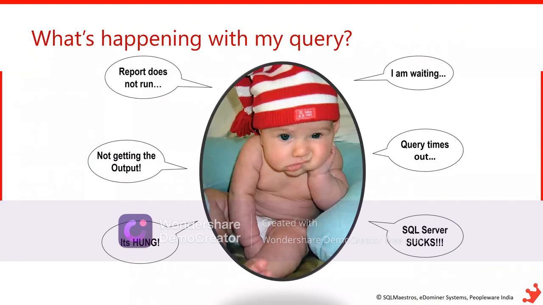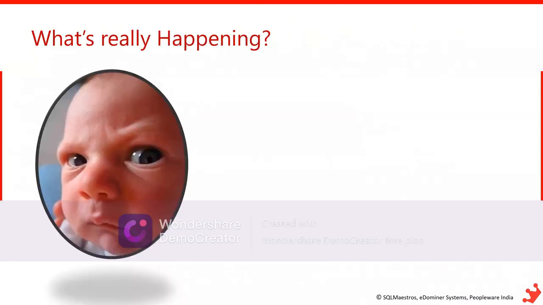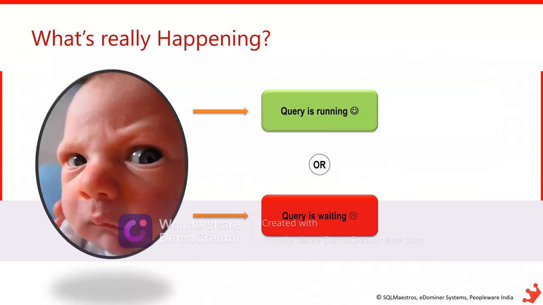Now, you need to investigate what's really happening with your query. How do you investigate that? Before we try to find out the root cause of a performance issue, consider this. In the most simplistic manner, there are two things that could be happening with your query. Either your query is running, or your query is waiting. A third state could be there, but I am not discussing that today in the webinar. Let's take the simplistic approach, because the session is about simplifying: whether your query is running or it is waiting.